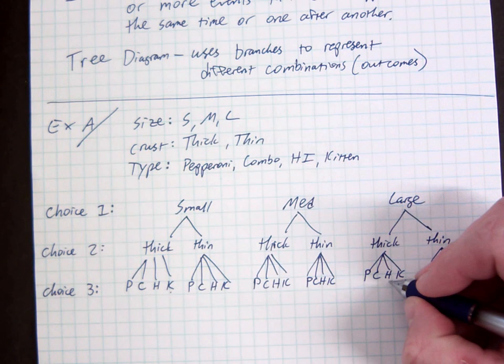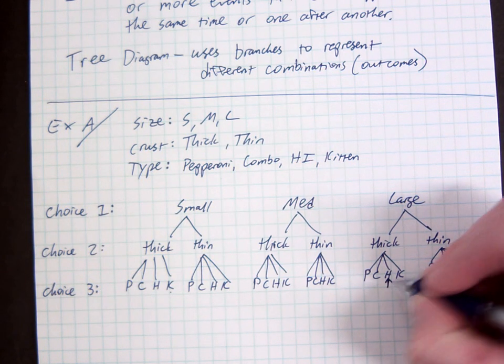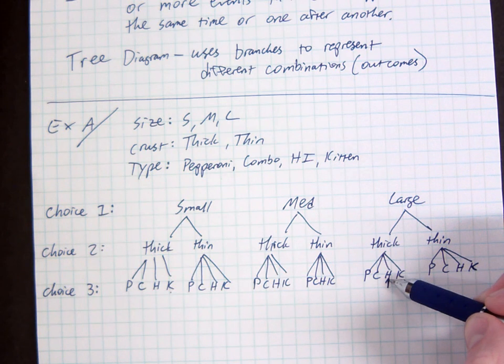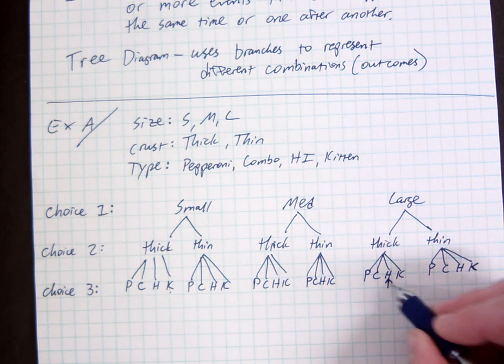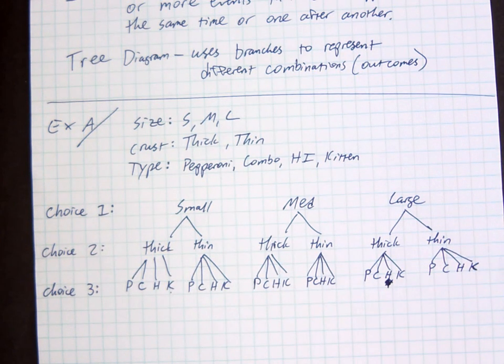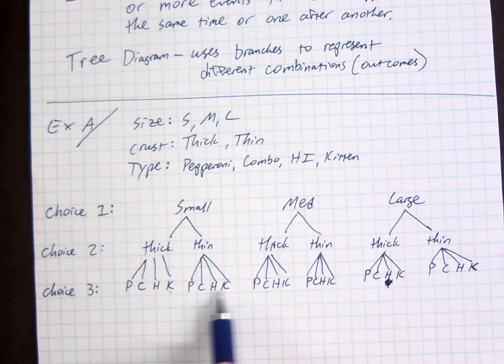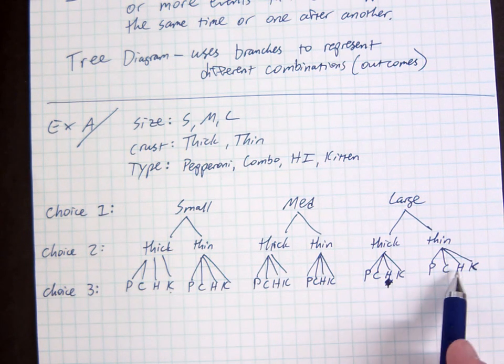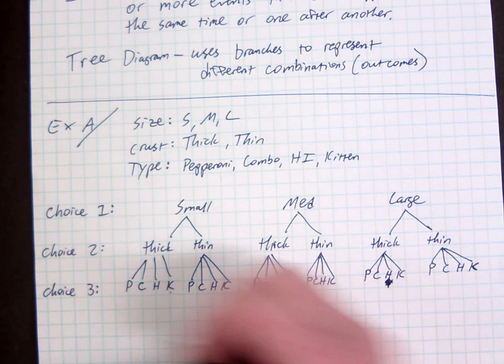So if I wanted to see what this one is, well, that's a large pizza with a thick crust and Hawaiian topping. And every single one of these end states at the end of the branches represents a different combination. So it's as simple as counting. 1, 2, 3, 4, 5, 6, 7, 8, 9, 10, 11, 12, 13, 14, 15, 16, 17, 18, 19, 20, 1, 2, 3, 4. There are 24 possible outcomes.